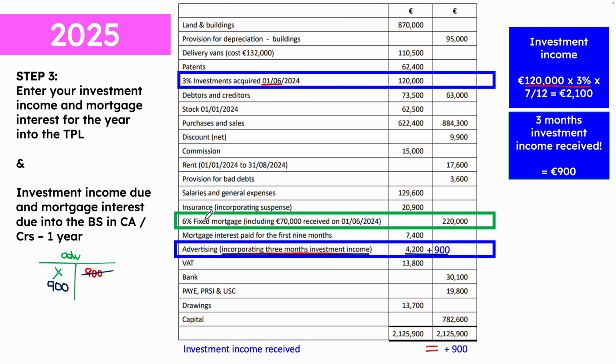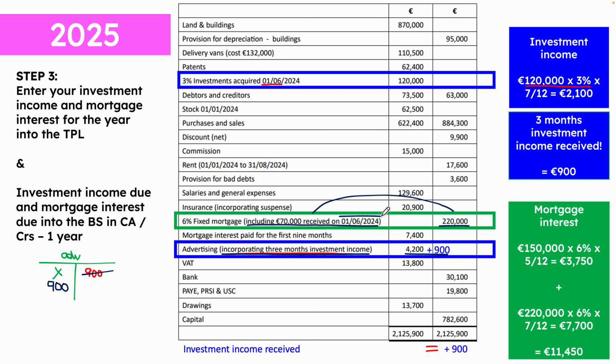So you can see here that we have a 6% fixed mortgage, and that includes €70,000 received on the 1st of the 6th, 2024. So we have a mortgage of €220,000 now on the 31st of the 12th, but previously during the year we had 220 minus 70, which is 150. So they had a €150,000 mortgage for the first 5 months of the year, up to the 1st of the 6th. But after that, they had the 220.